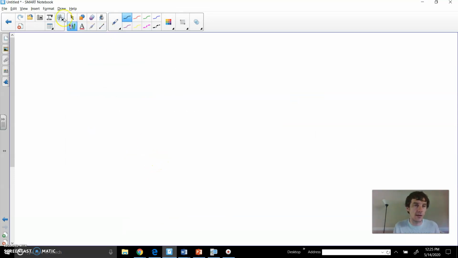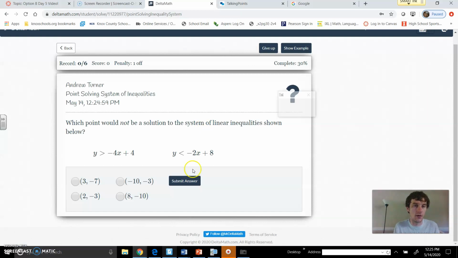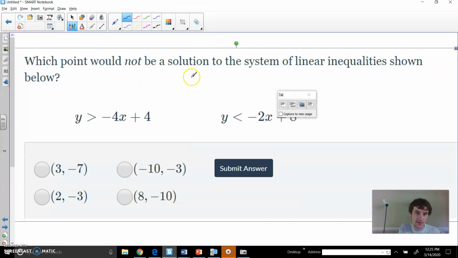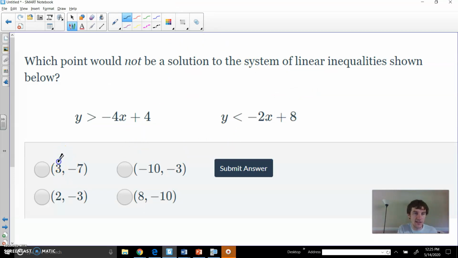So let's take a picture of that and move that all over into my software for a moment so that we can explore this. I don't think it lets me write on this particular screen, so that's why I'm doing this. So now let's take a moment to think about it. This is my x value and this is my y value, and if it's a solution, it means it plugs in and works perfectly. It says which one would not be a solution, so really we're looking for one that fails to work in both of them.